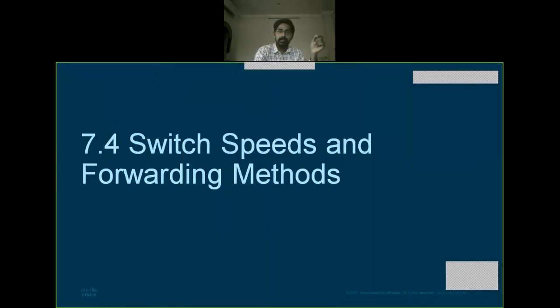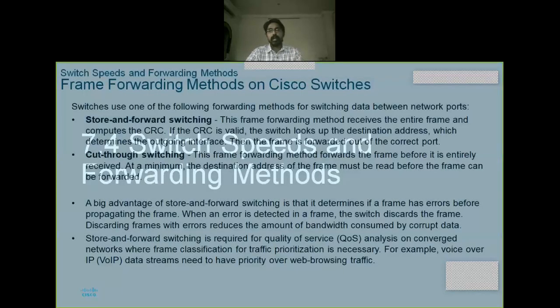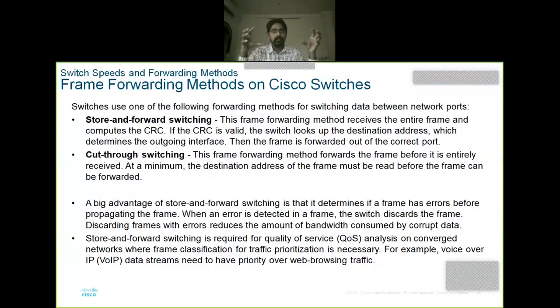Next, coming to switch speed and forwarding methods. Up to now, the switch works with a learning and forwarding mechanism. It will learn the addresses, and it will forward the packets to the destination addresses, right? So the next thing is how forwarding is done. What are the methods to forward? Because we got the destination MAC address in the table, the switch now forwards the data. How?